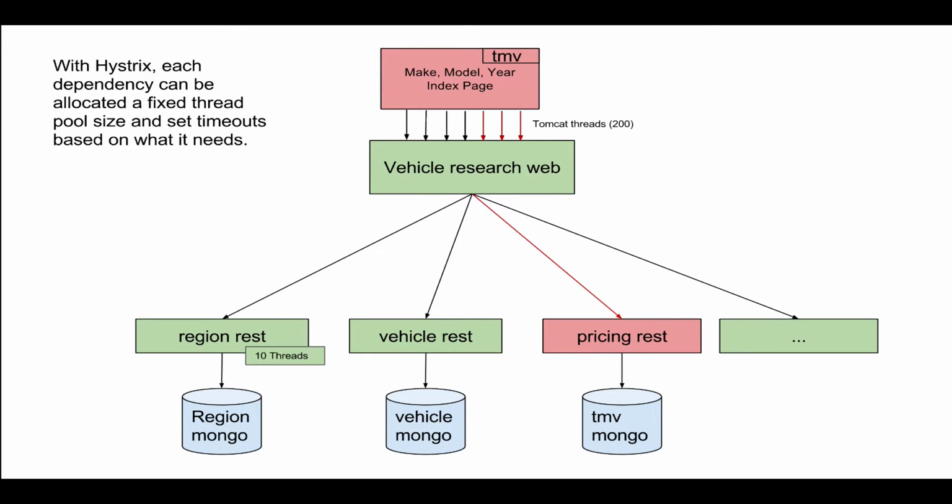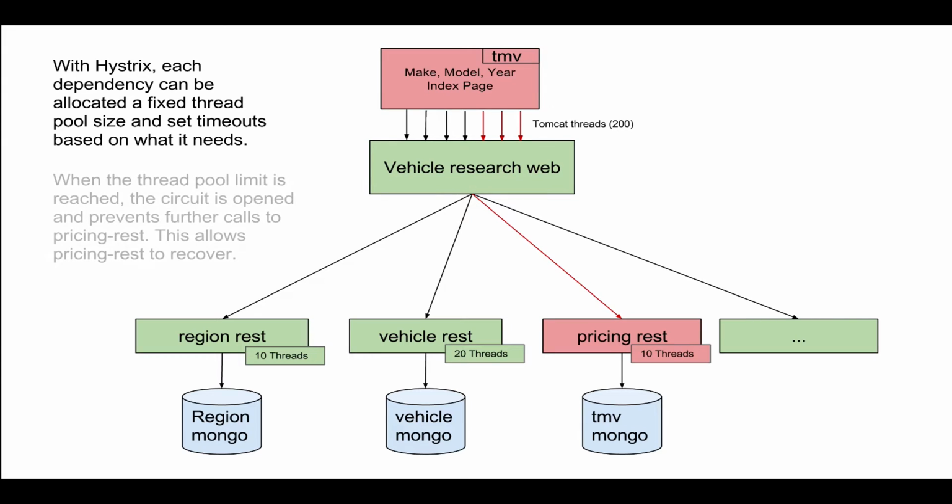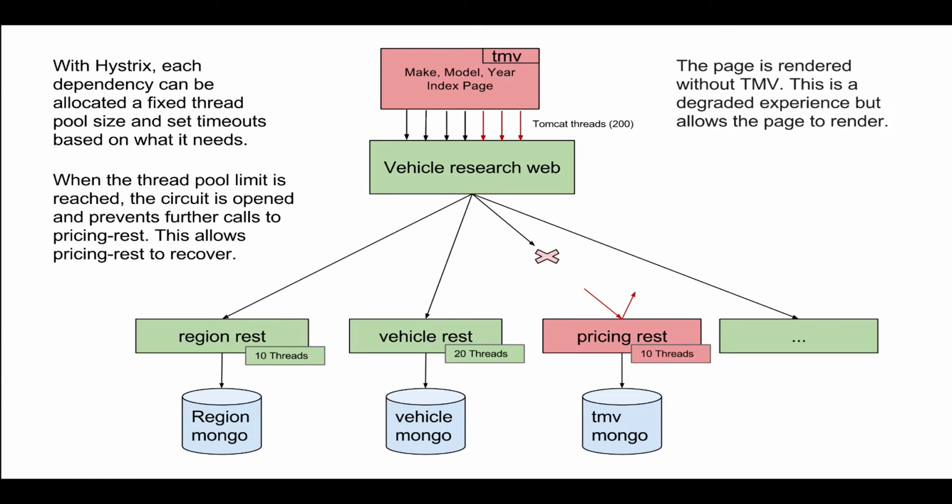In our example, when the pricing REST thread pool limit is reached, the circuit is open, preventing further calls to it. This will help us from using up all vehicle research application threads, and render the page without TMV. This will be a degraded experience for the user, but better than not rendering the page at all.